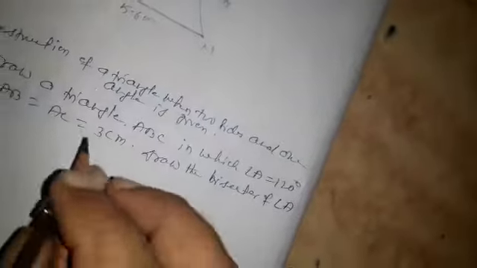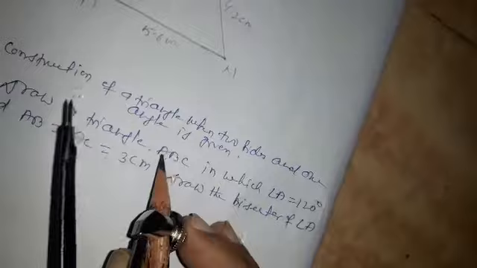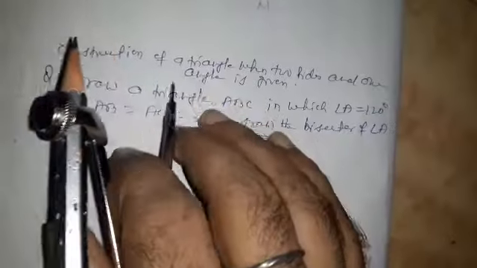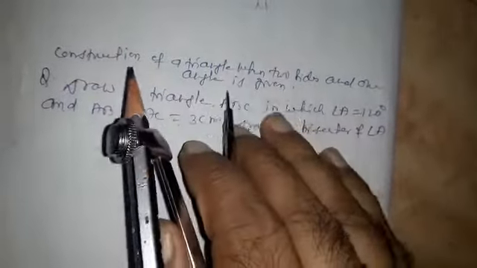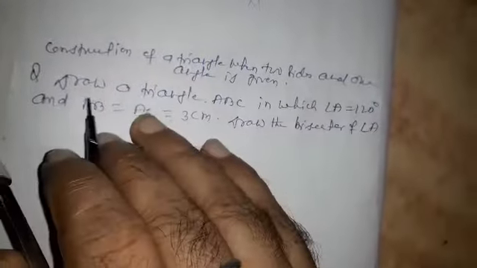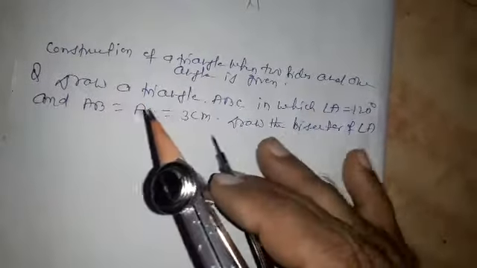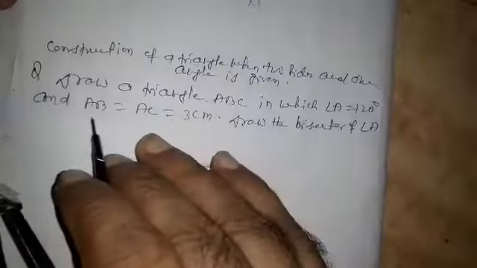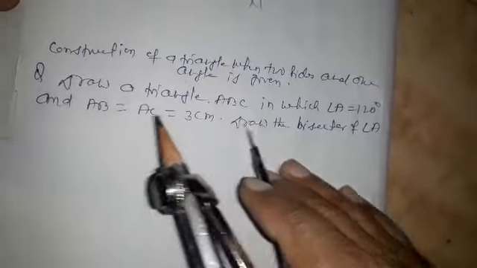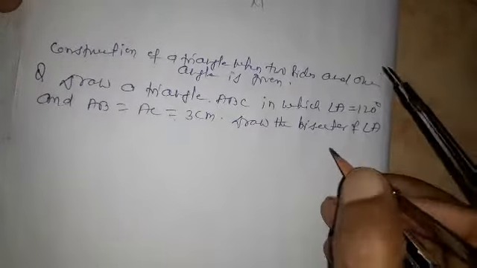Next question is construction of a triangle when 2 sides and 1 angle are given. Question is draw a triangle ABC in which angle A is 120 degree, AB is equal to AC is 3 cm. Draw the bisector of angle A. First we draw a rough sketch.